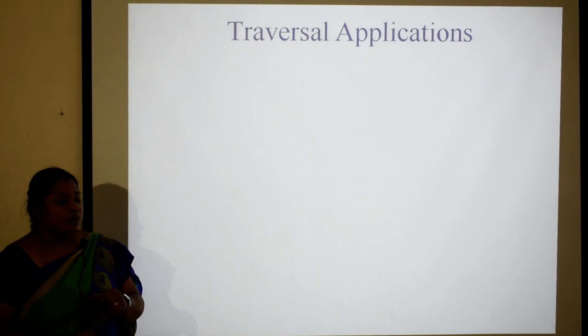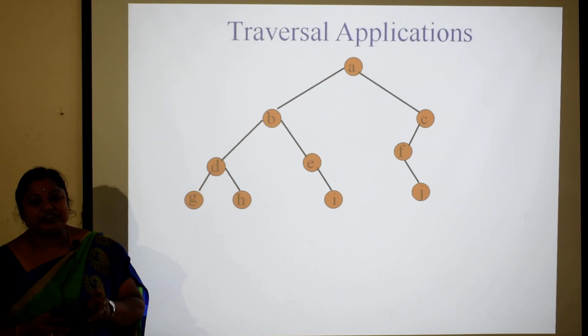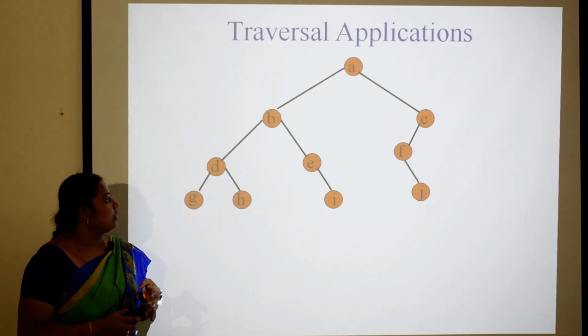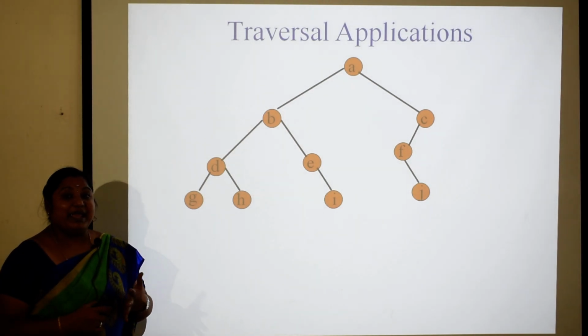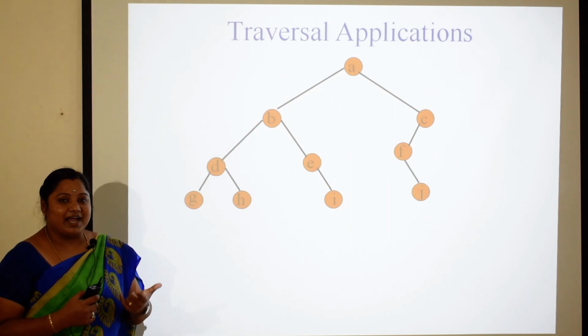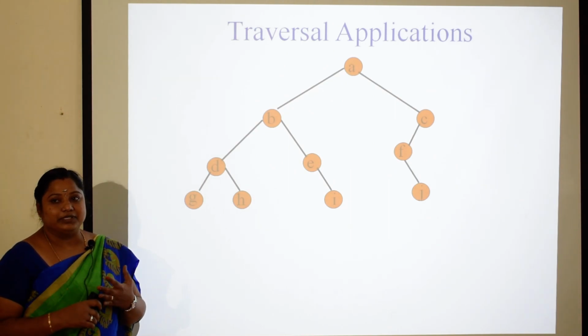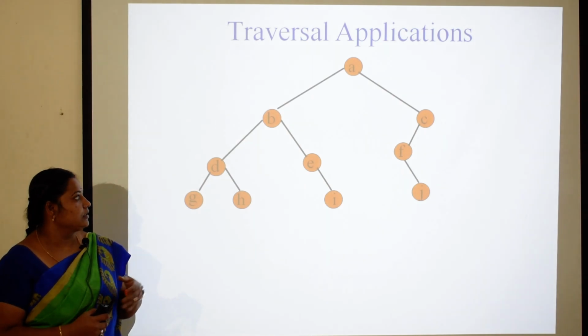So it gives the postfix form of traversal. Then the applications of in-order, pre-order and post-order traversal: they are used to make a clone, to find the levels, and to find the number of nodes.